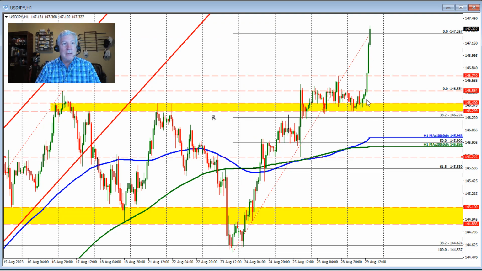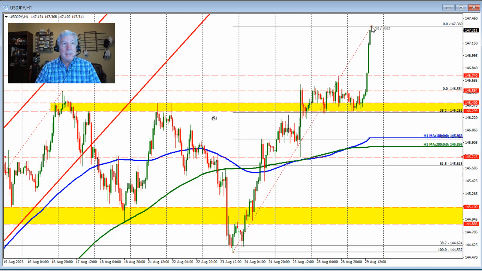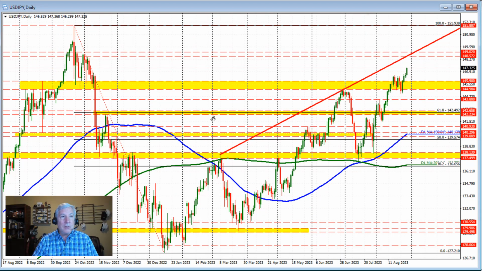As you can see here, the last 3 hourly bars have continued to move straight to the upside. So there is lots of buying here as the market breaks to the upside. Taking a look at the daily chart, you can see the break here. We're into this extreme area through here.